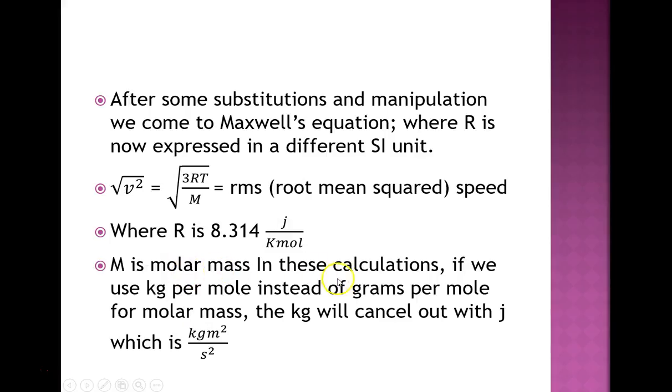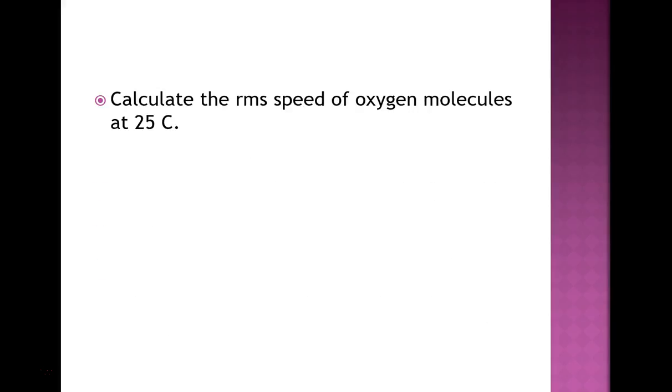Now, M is the molar mass in these calculations. And if we use kilograms per mole instead of grams per mole for molar mass, the kilogram will cancel out with joules. A joule is a kilogram meter squared over second squared. So if I use kilograms here, and I have kilograms up here in joules, those will cancel out nicely and leave us with meters per second squared, which turns out to be meters per second when you take the square root. So let's remember that.